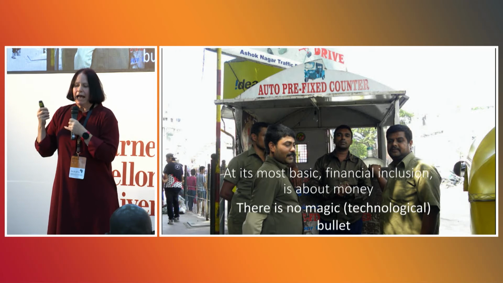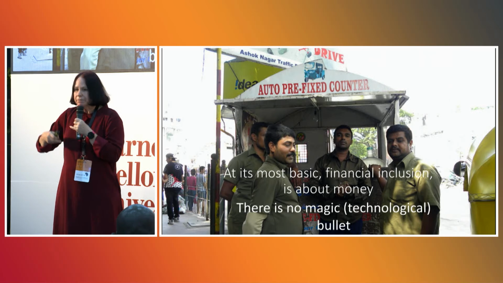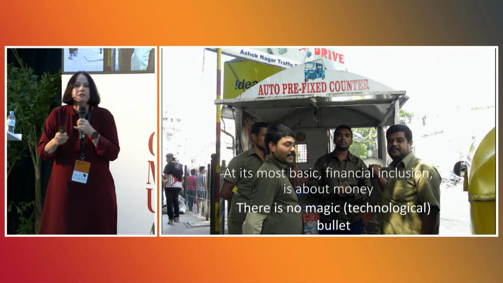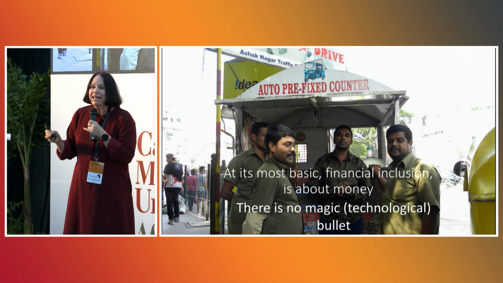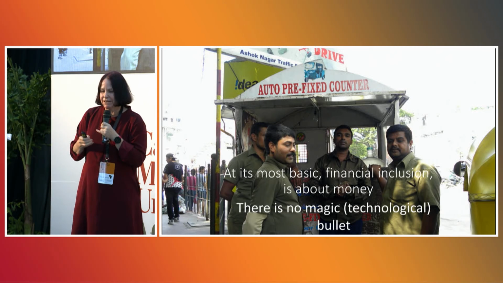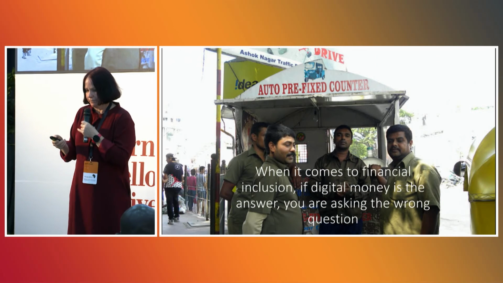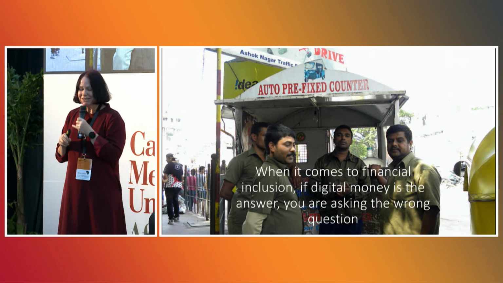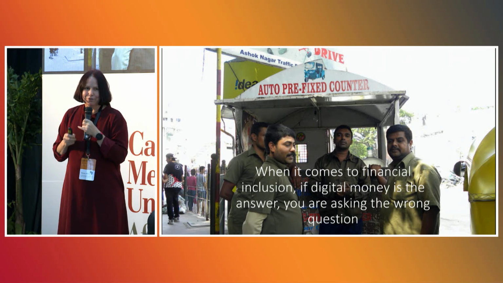So, at its most basic, financial inclusion is about money. It's about increasing wages or decreasing outgoings. It's a structural problem. And technology, as we all know, cannot solve structural problems on its own. There is no magic technological bullet. So what I want to leave you with is, when it comes to financial inclusion, if digital money is the answer, then you're asking the wrong question.